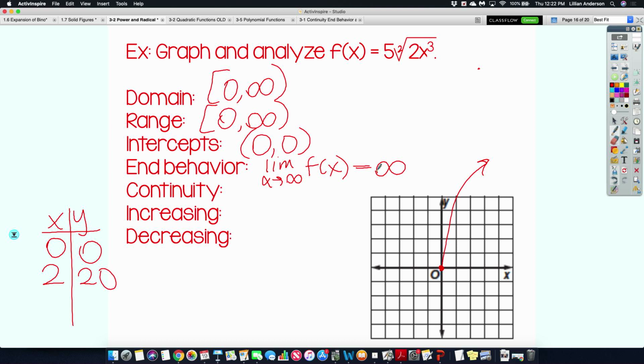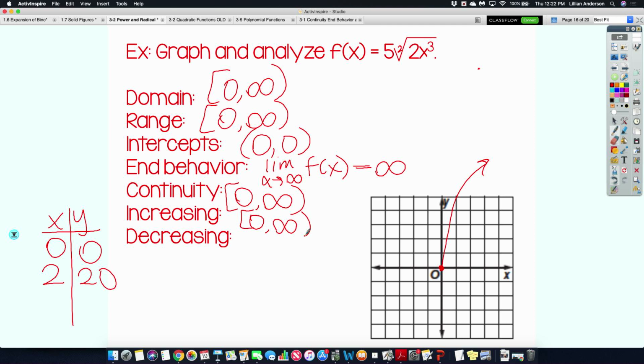It is, but it's not from negative infinity to infinity like the other graphs are. It's from 0 to infinity. And 0 is included. Is it increasing? From, and 0 is included this time because it's an endpoint.